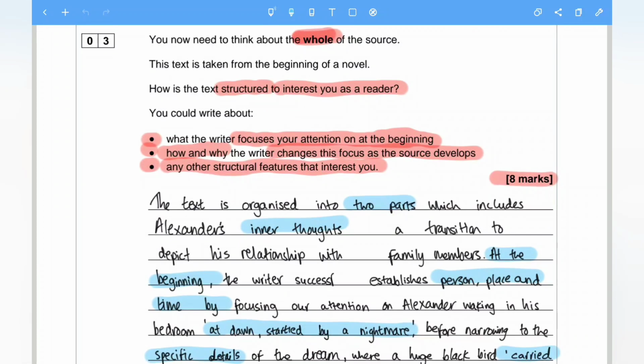I hope this gives everyone a better understanding of how to approach question 3 for English language structure, as a lot of students do struggle with this question.